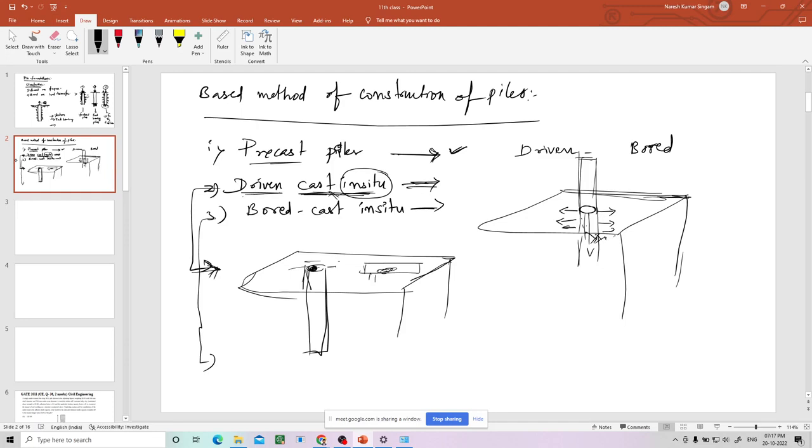After installing that hollow cylinder, in that hollow portion we will pour cement, the mixture of cement and aggregate, all those things. You can say reinforced cement concrete will be poured once you drive the hollow cylinder. That is called driven as well as cast in situ. And bored cast in situ is very easy.